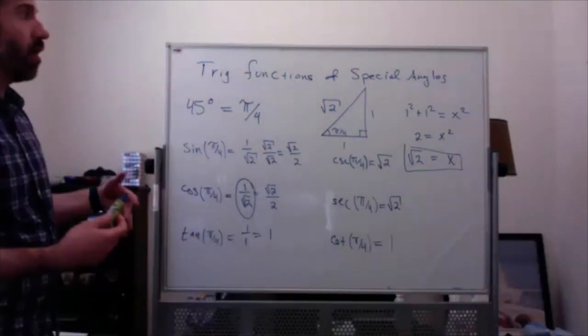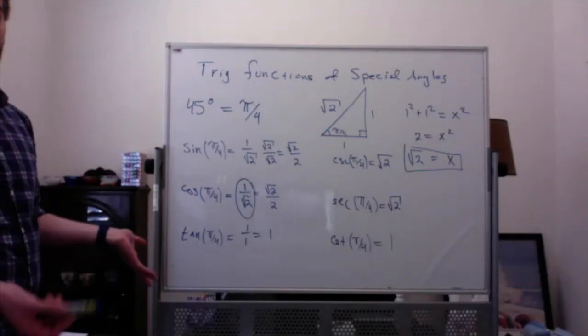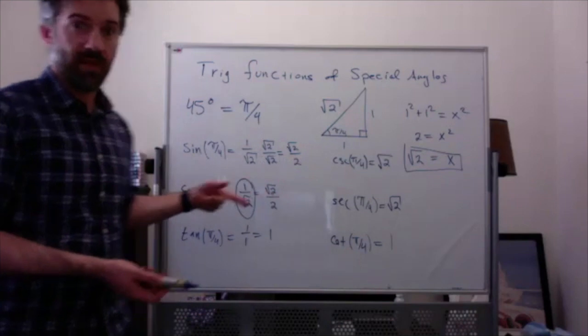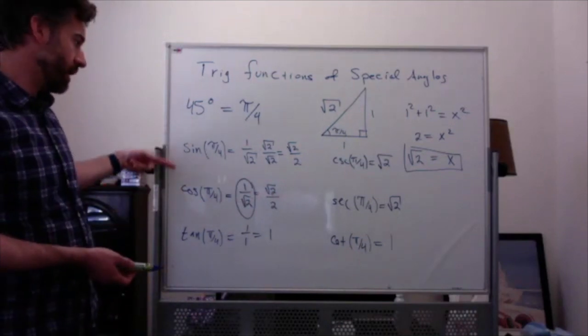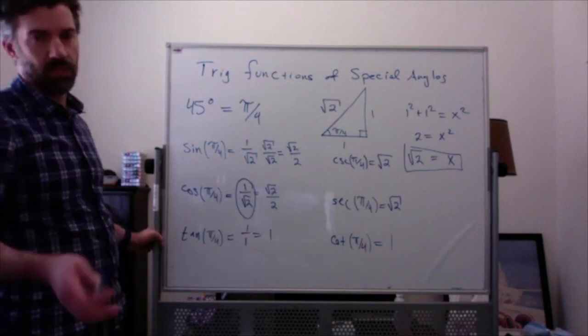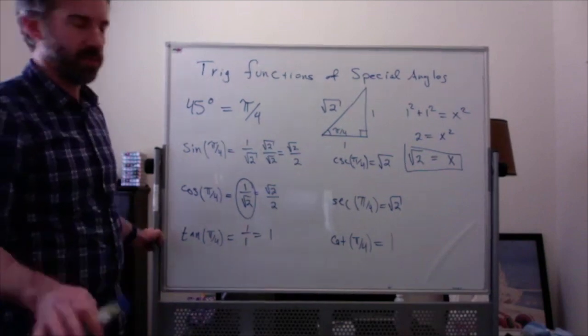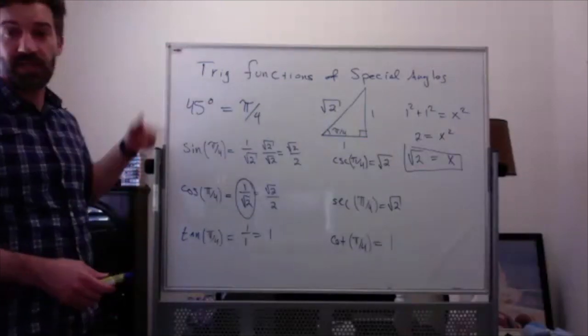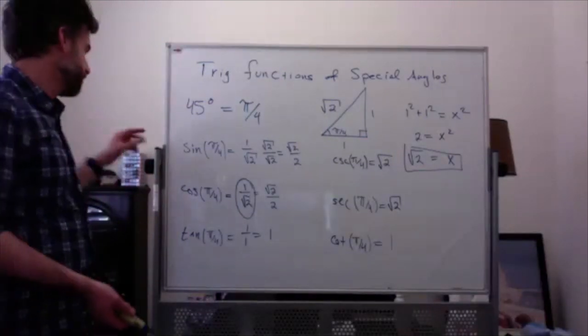And that is almost always how I am finding cosecant, secant, and cotangent, is by finding the related trig function and then using the inverse or reciprocal. I should say reciprocal, because inverse sometimes means something else. Okay. And we'll definitely see that for the next angles as well.